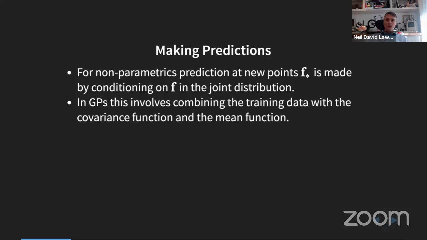What we do in order to make these predictions about new points of the fundamental variable involves combining the training data with the covariance function and potentially a mean function, as you'll already have seen.